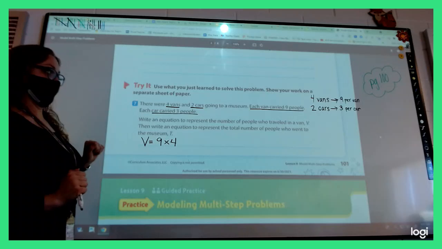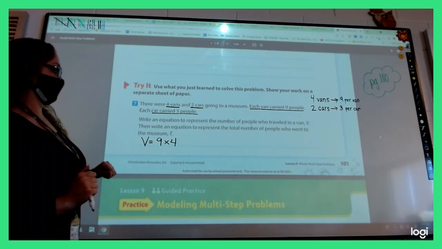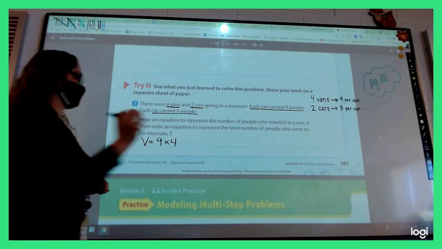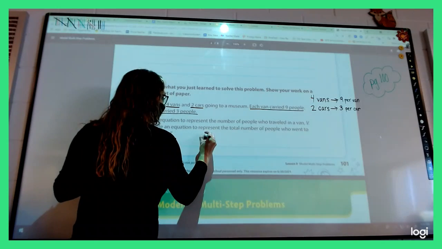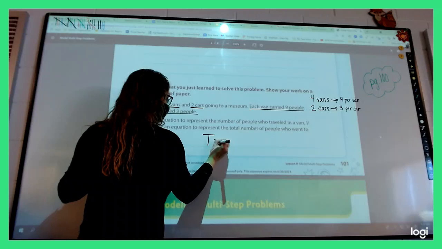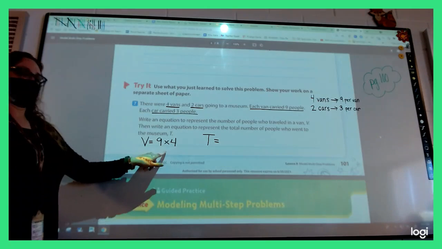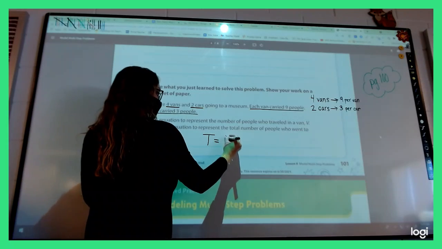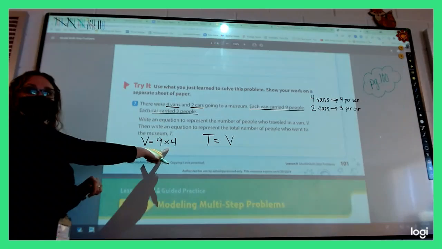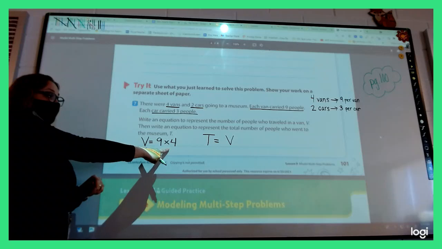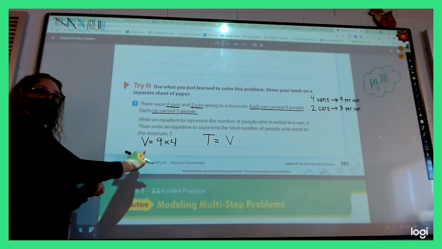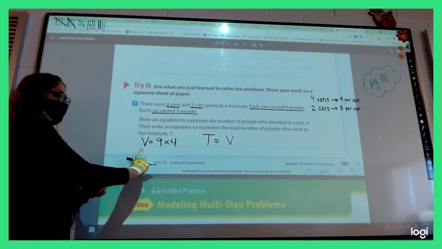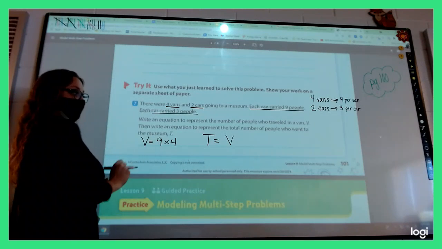Then, write an equation to represent the total number of people who went to the museum, which we're going to say equals letter T. So, make a big T. That's the total number of people. Well, can we start with this? Yeah. Okay, so can we say V instead of 9 times 4? It's kind of adding us another layer. Do these things mean the same thing? Yeah, there's an equal sign. If you have an equal sign, remember both sides are exactly the same. So we can go ahead and put a V.